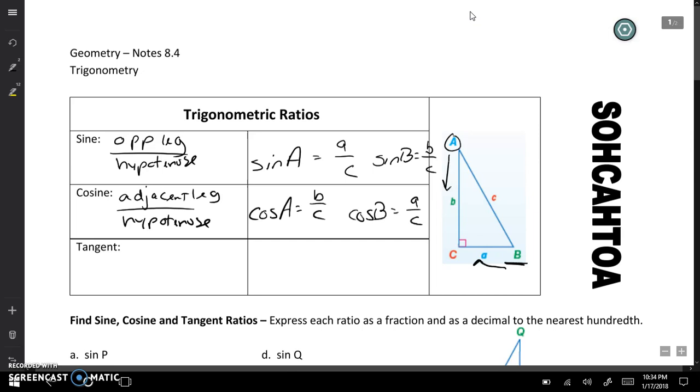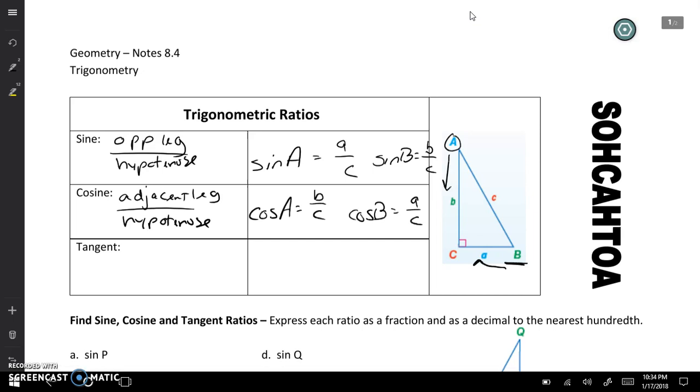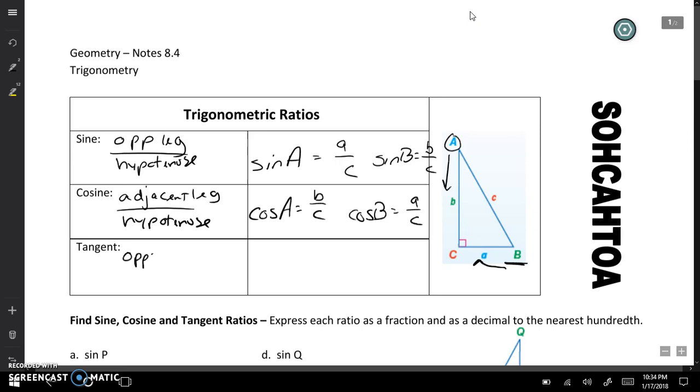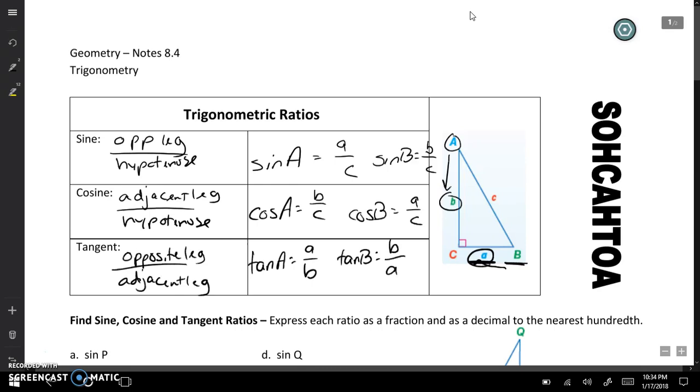which is C. And now your tangent is the opposite leg over the adjacent leg. So if we were going to go from A, the tangent of A is little a over B, because it's your opposite over your adjacent. And then the tangent of B is just going to be the opposite way, so it's B over A.